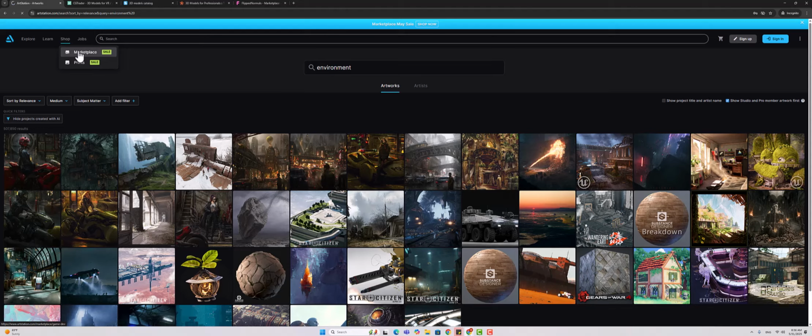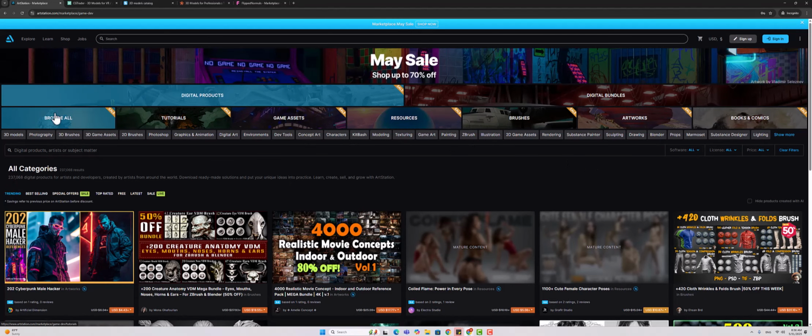Let me click on it. Marketplace. Here we can see all the categories available. These are the categories. In this section, we have 6 main categories: tutorials, game assets, resources, brushes, artwork, and book comics. The last 2 have very, very low sales. But the first 4 categories have very good sales. So this is the general structure of the ArtStation marketplace, and what kinds of products we can sell there.